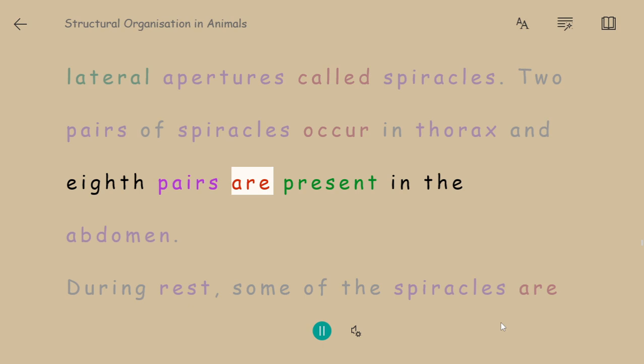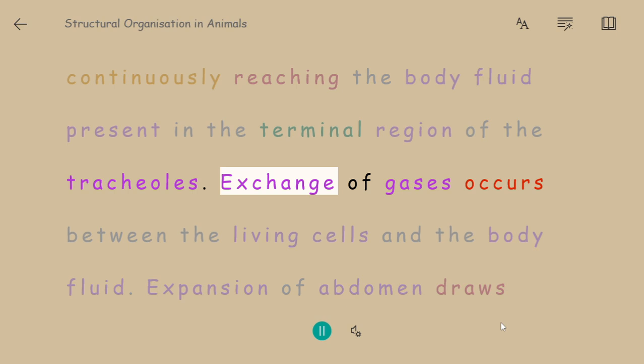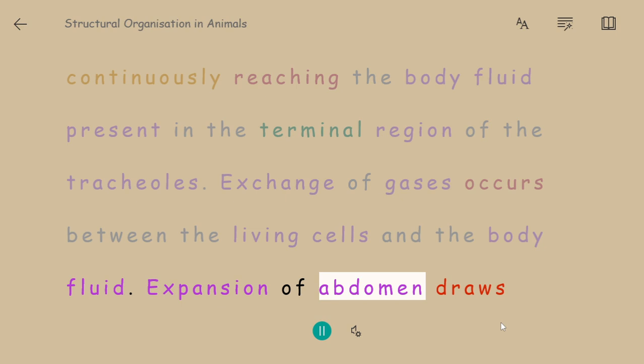During rest, some of the spiracles are open so that the oxygen can diffuse continuously, reaching the body fluid present in the terminal region of the tracheoles. Exchange of gases occurs between the living cells and the body fluid. Expansion of abdomen draws fresh air into the tracheal system through stigmata, and its contraction expels foul air.